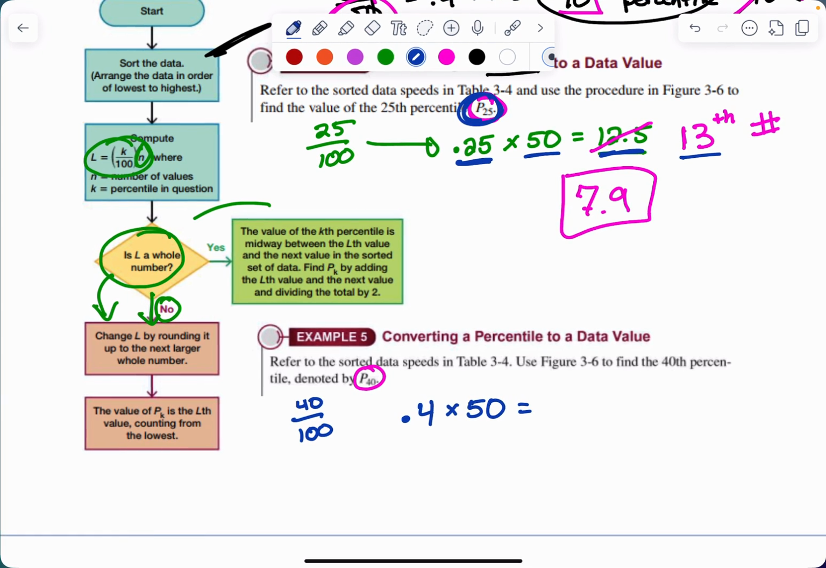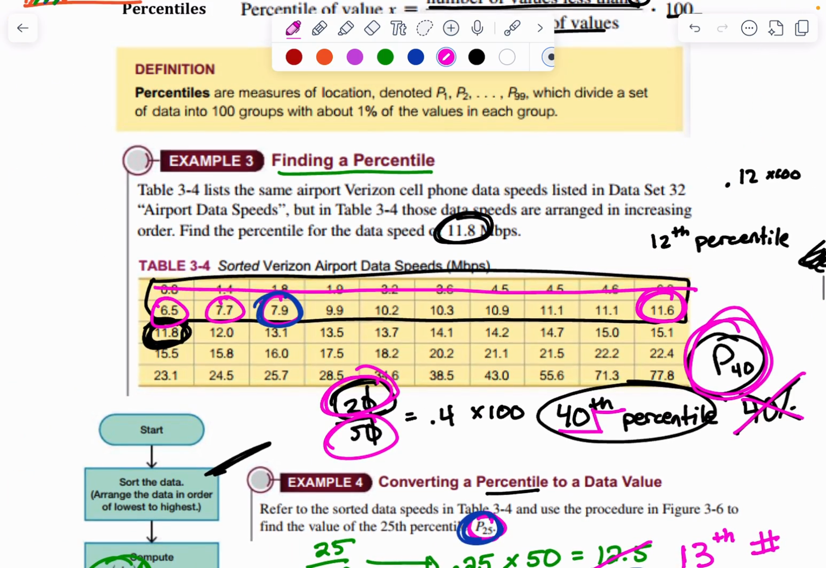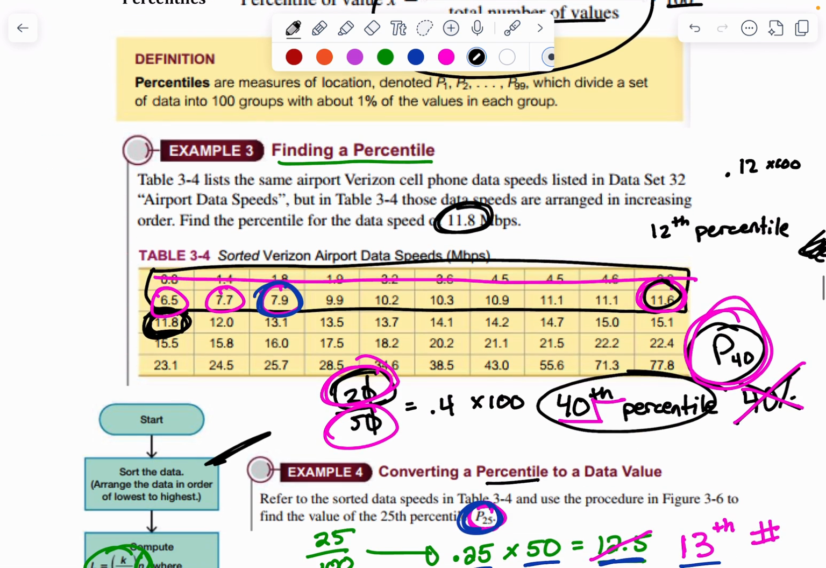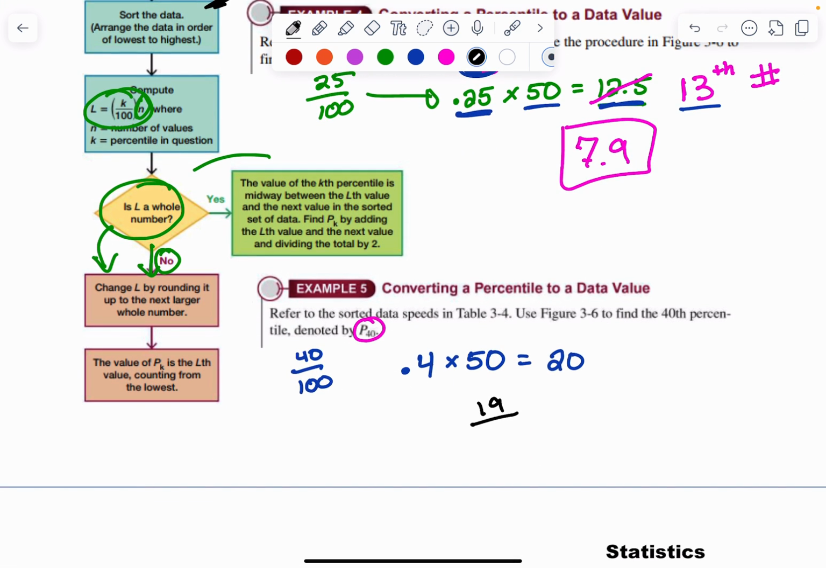0.4 times 50 ends up being 20, right? So that one did come out nicely. But here's the kicker. You can't just take the 20th number. The 20th number would have been 11.6, all right? And here's why, okay? If you take the 20th number and then do the method up here where I'm converting it to the percentile, 11.6 has how many numbers below it? It has only 19 numbers below it, right? And 19 out of 50 would not end up being the 40th percentile. It would be like the 38th percentile.